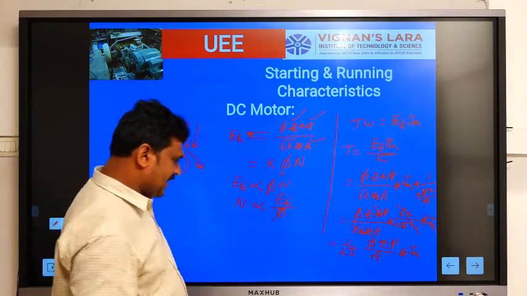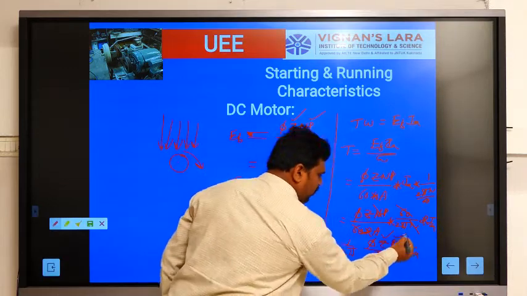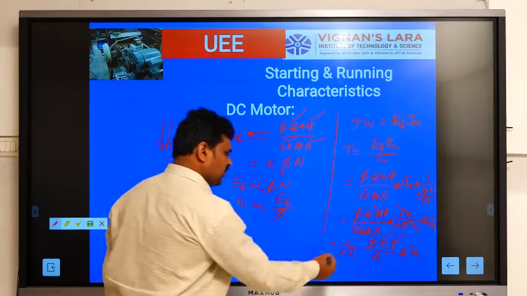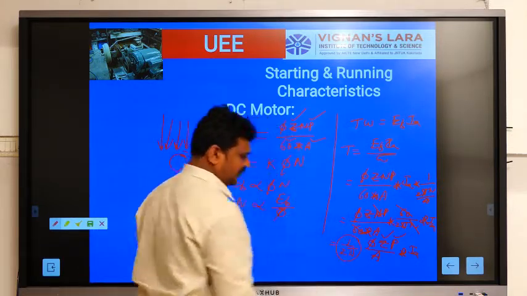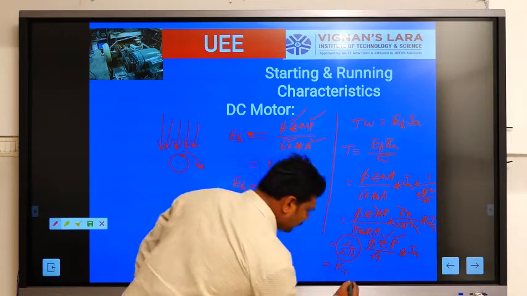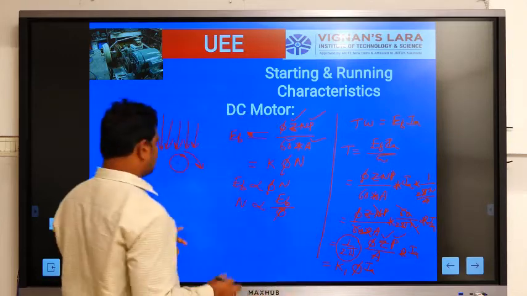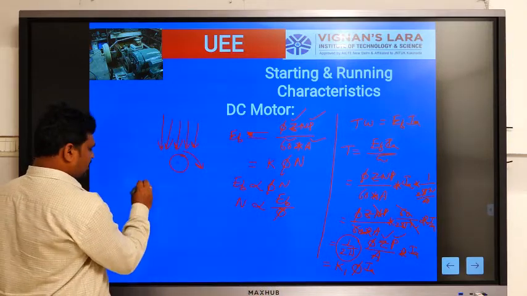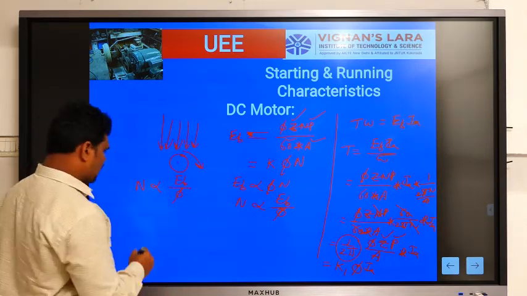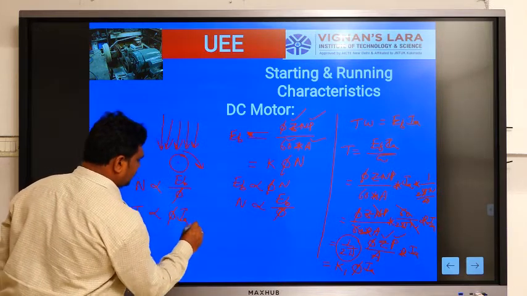Once the machine is fabricated, the number of conductors Z is constant, the number of poles is also constant, A the number of parallel paths is also constant, and 1 by 2 pi is a constant term only. Now I can write simply it is some constant K1 into phi into IA. Now my conclusion is I derived two formulas. One is the speed: speed is proportional to EB by phi. The other one is the torque: torque is proportional to flux into armature current.